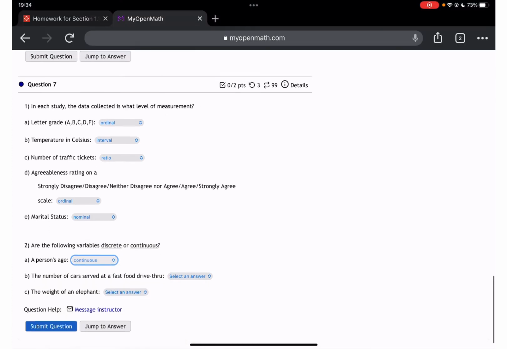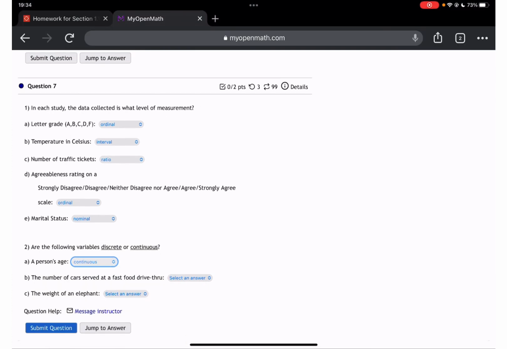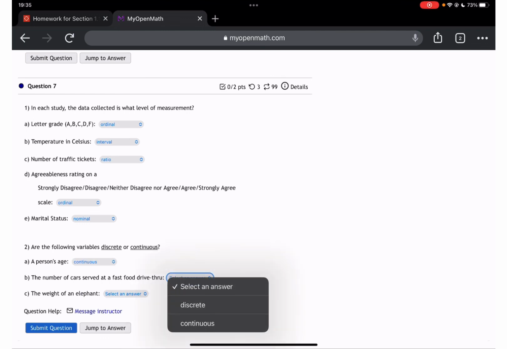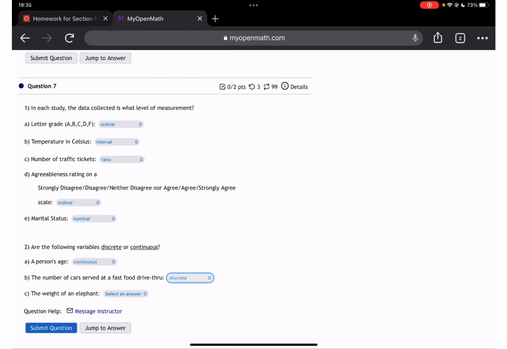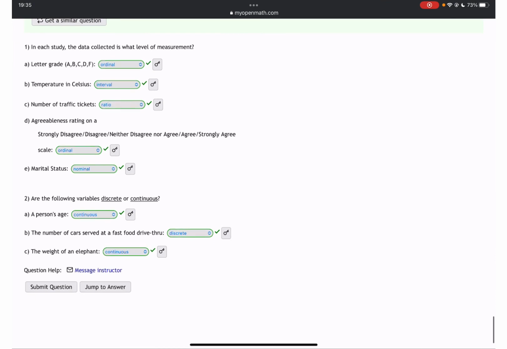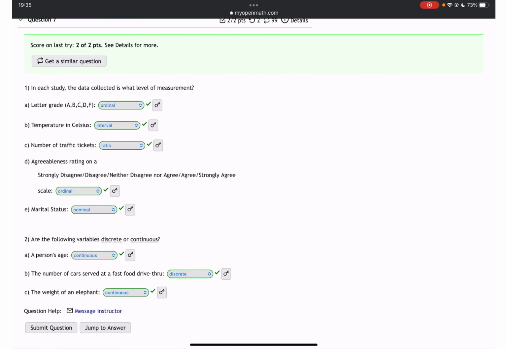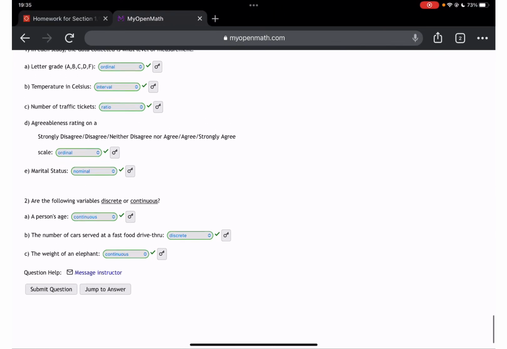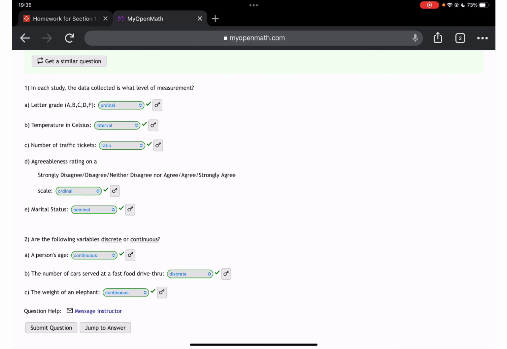The number of cars served at a fast food drive-through is discrete, right? The weight of an elephant, weight, is continuous, obviously. Okay. And that's pretty much it. This is the end of questions for homework 1.1. Okie dokie.